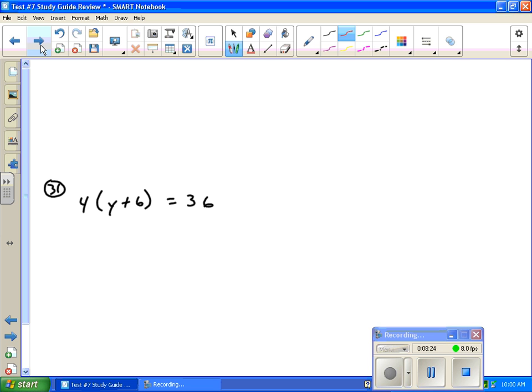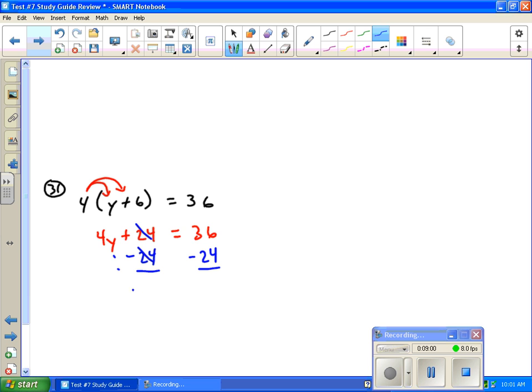Number 31 says 4, right outside the parentheses, y plus 6 equals 36. Remember, anytime it's right next to the parentheses or it's outside, it means to multiply, and more specifically, you need to distribute 4. 4 multiplied by y will give you 4y, and 4 times positive 6 will give you positive 24, still equal to 36. Undo your addition and your subtraction, then your multiplication and your division. Plus 24, you subtract 24, and that'll cancel them out. You subtract 24 on the left, you have to do the same thing on the right.